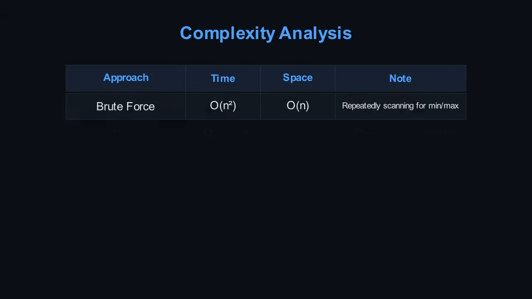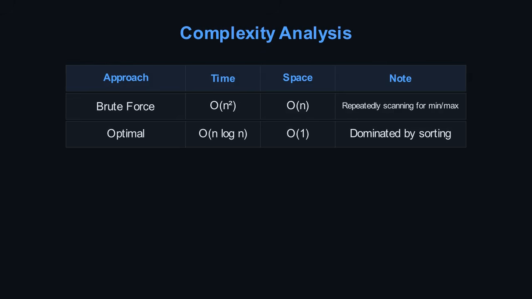The time complexity is dominated by sorting, making it O(n log n). Space complexity is O(1) if sorting is in place, or O(n) if a new array is created.